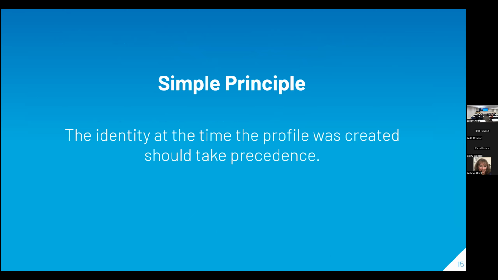So here is a simple principle, and I need to be really clear that this is not a FamilySearch rule. You won't find it anyplace in a policy. It just, to me, makes the most sense. The principle that I have found is the most useful to go on is that the identity at the time the profile was created should take precedence. And if the identity was changed later on, we want to restore the profile to that original identity. Otherwise, we're driving without traffic rules.